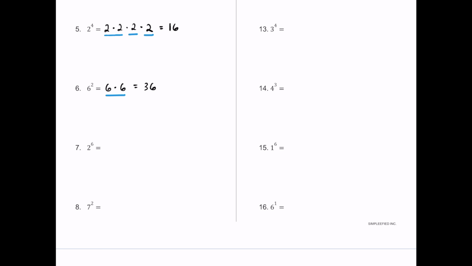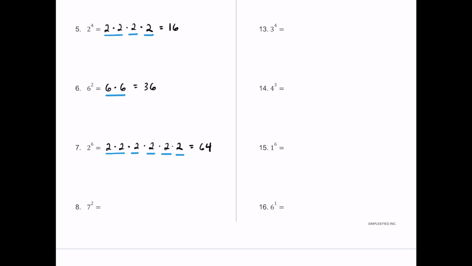For number 7, we have 2 to the sixth power, so that's 2 times 2 times 2, that's 3 of them, that's 4 of them, that's 5 of them, and that's 6 of them. So we have 6 of these 2s multiplied together. All right, so the first two 2s multiplied together, let's do this together, that's going to get us 4. 4 times the next 2 is going to be 8. 8 times the next 2 is 16. 16 times the next 2 is 32. And 32 times the last 2 is going to equal 64.